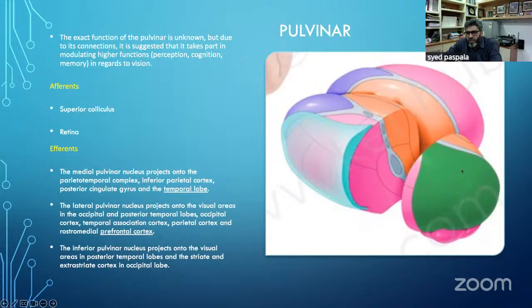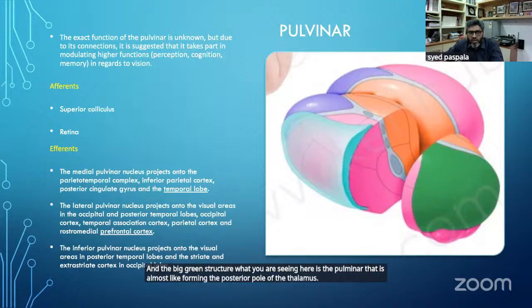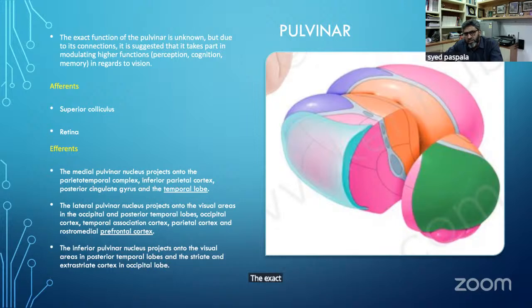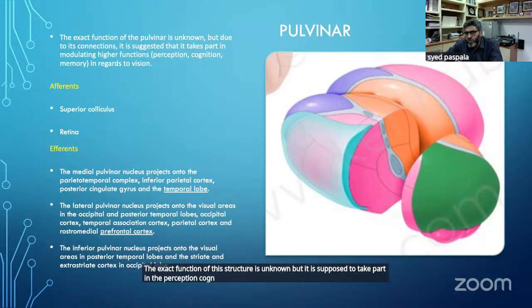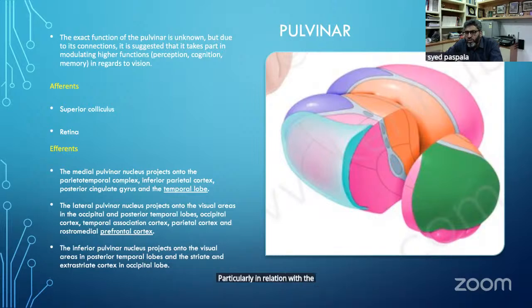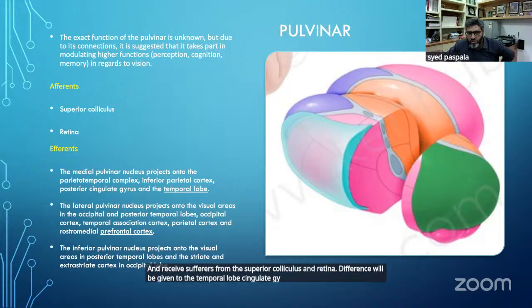And the big green structure we are seeing here is the pulvinar, which almost forms the posterior pole of the thalamus. The exact function of this structure is unknown, but it is supposed to take part in perception, cognition, and memory orientation, particularly in relation to visual sensation. It receives afferents from the superior colliculus and retina. Efferents will be given to the temporal lobe, cingulate gyrus, and inferior parietal cortex, particularly from the medial pulvinar nucleus.